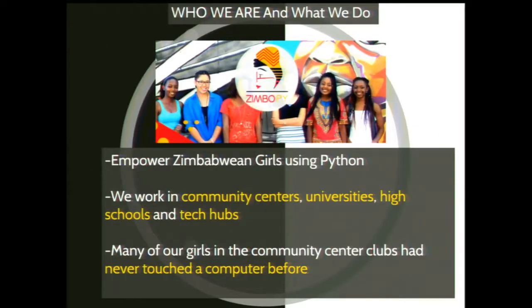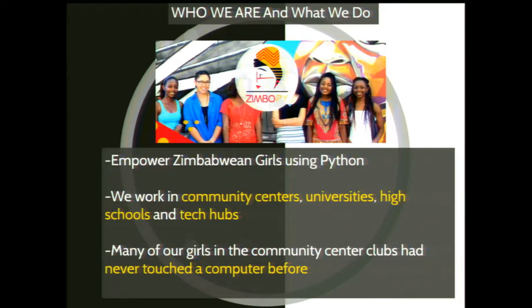So getting started, who we are and what we do. When I started ZimboPy, I had just come back from college. I had gone to study outside of the country, molecular biology. And when I came back home, I don't know whether it was having gone out and seeing the way other people live, or maybe just growing up and seeing that the world is not as nice as we thought. When I came back to Zimbabwe, I really started to see the gender inequality in the society, and really wanted to figure out ways that I could address that inequality. That was one of the reasons why I started.